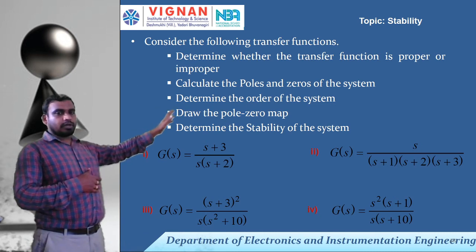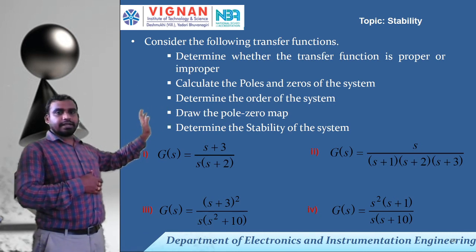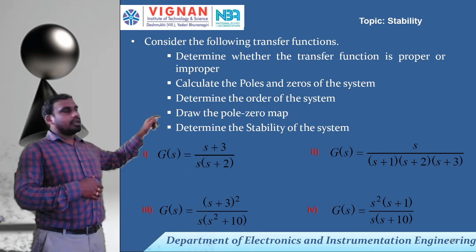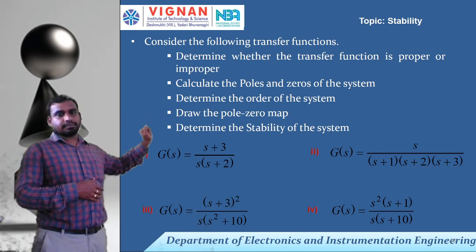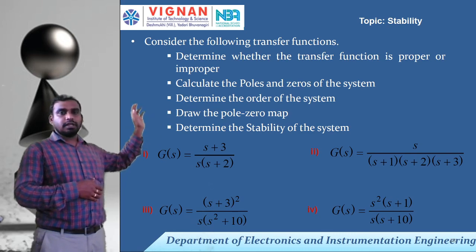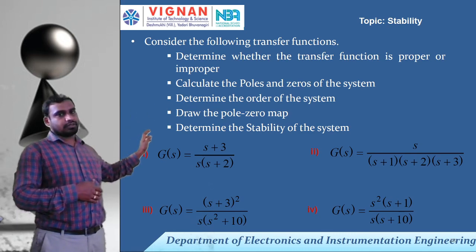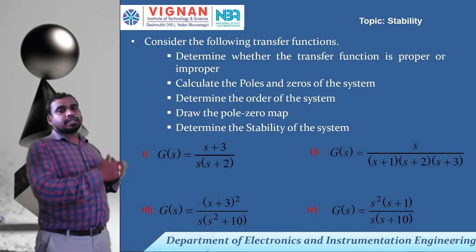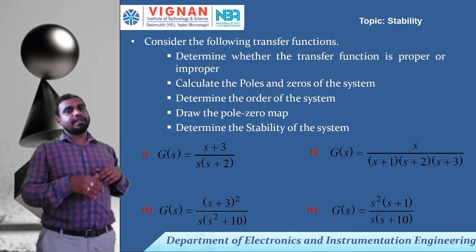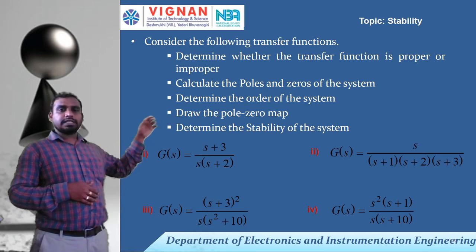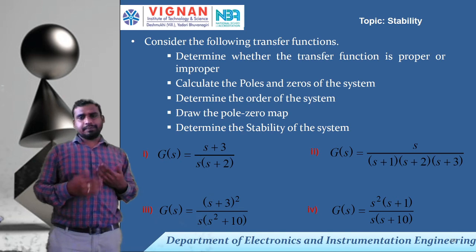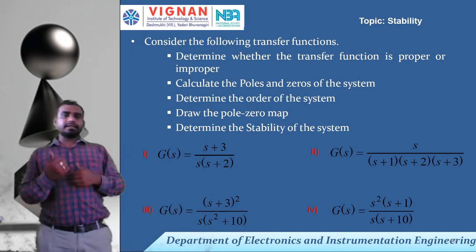Right? If the pole is on the left hand side, we can tell it is stable, and if it is on the right hand side, then it is unstable. Right? We need to calculate the poles and zeros of the system. Determine the order of the system. Calculate the poles and zeros. Once we have the pole zero combination, implement it on the S plane, locate the poles, and estimate the pole location. Based on that, we can estimate the stability. This is one way of estimating the stability.